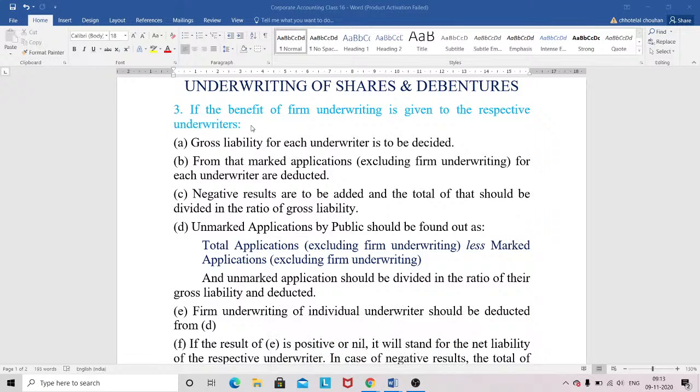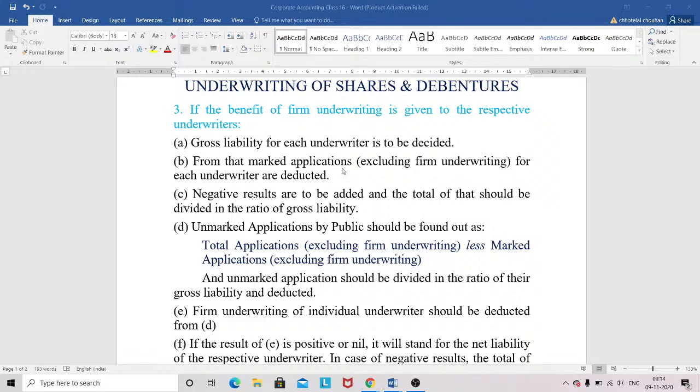So the benefit of the firm underwriting is given to the respective underwriter. So what is the first step? Yes, the gross liability of each underwriter is to be decided. It is sometimes given, sometimes not given. If not given, you have to divide that gross liability in the ratio or percentage they have mentioned. So no problem of computing that gross liability. From that, for the first step actually, the marked application excluding firm underwriting for each underwriter is deducted.